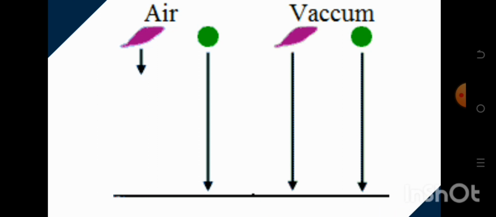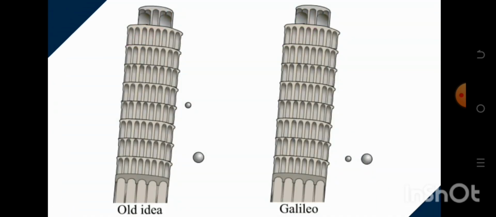Now look at this. When two objects are thrown in air, you see the feather will be blown, and therefore the ball, that green ball, will reach the ground faster than the feather because of the resistance of the air. But if we have a vacuum, which is void of air, and we throw the feather and the ball at the same time, the two bodies are going to reach the ground at the same time. This experiment was actually verified by Galileo Galilei.